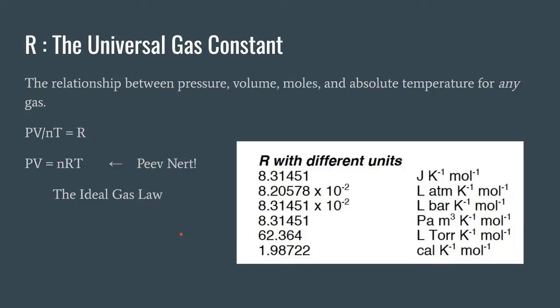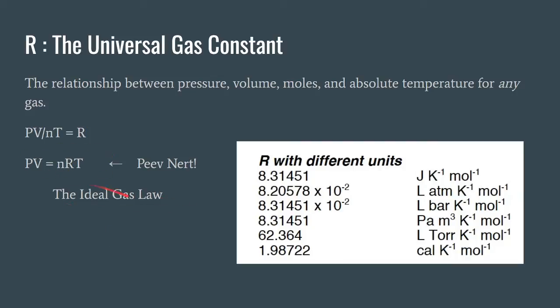This gives you the relationship between pressure, volume, moles, and absolute temperature for any gas, no matter what the conditions, so long as it's an ideal gas. So PV over nT is equal to R, or more commonly, PV equals nRT. PVnRT. I call it PVnRT because it's fun to say. And this is the ideal gas law.